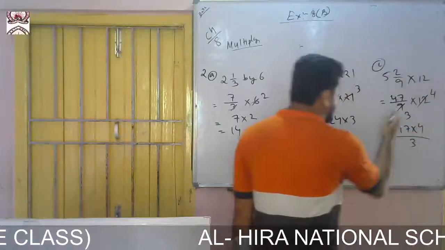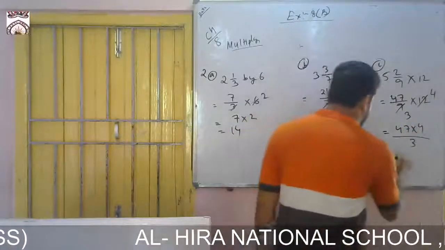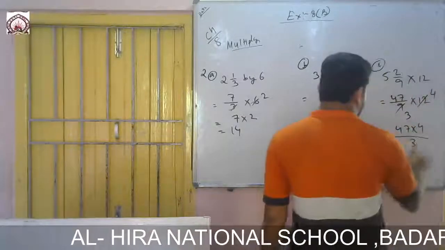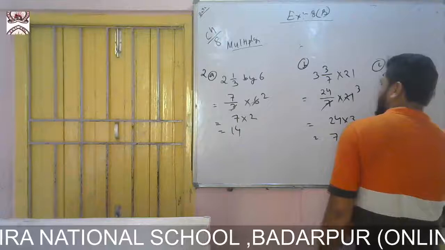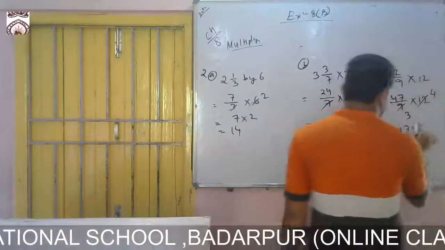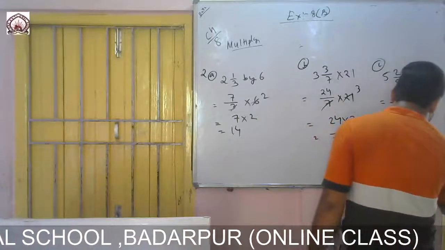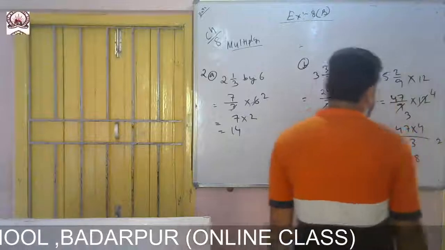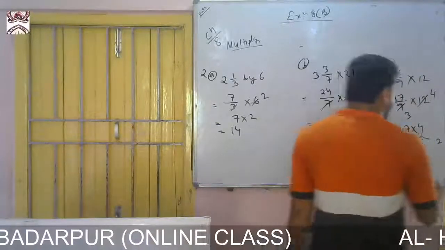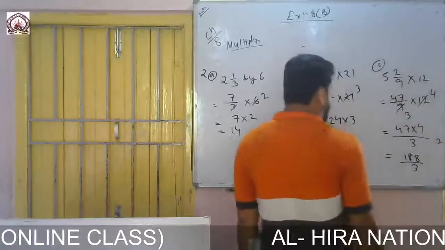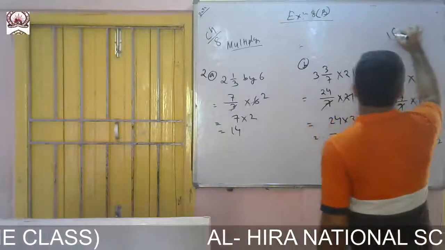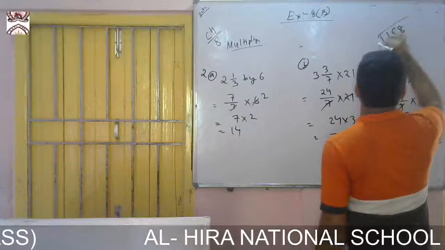Okay. Now what? We cannot divide further. I need to multiply. So 7 4 are 28 and remain what? 2. And 4 4 are 16, 17, 18 by 3. 188 by 3. Now you divide this one.